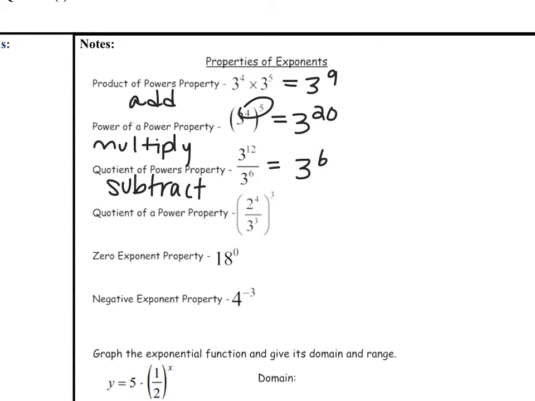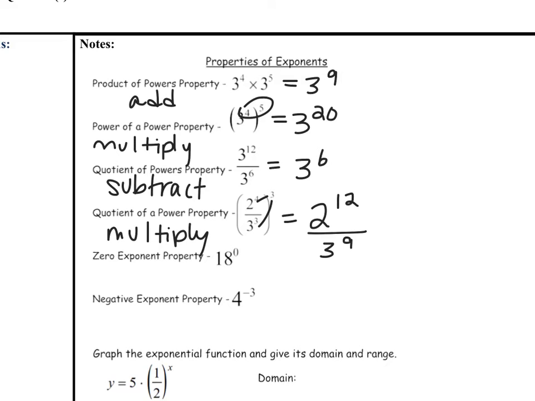Power to a power, again, what do? Multiply. So multiply 3 times 4 and 3 times 3. This will become 2 to the 12th over 3 to the 9th. If it says to simplify, that just means keep the base and the exponent, but if it says to evaluate, go ahead and find what the numbers actually are. So this was multiply.